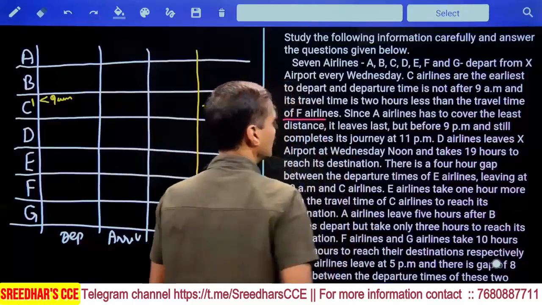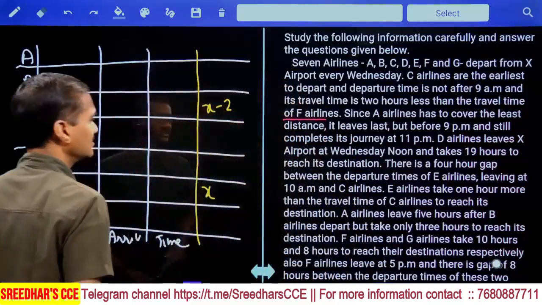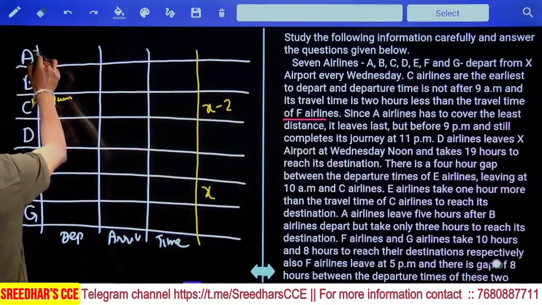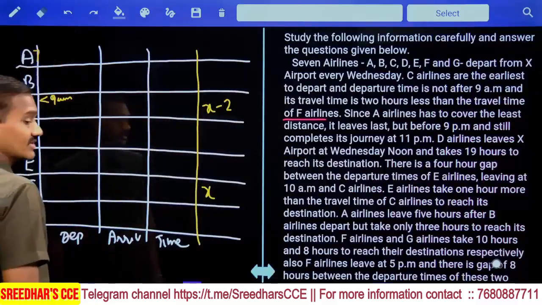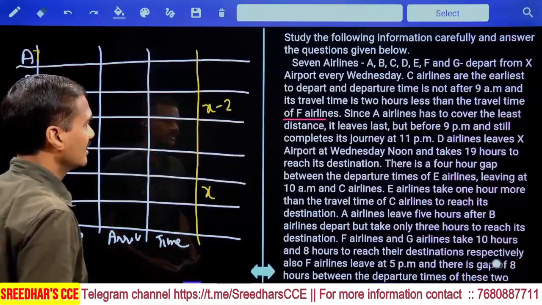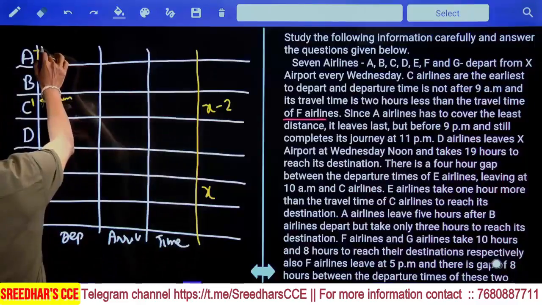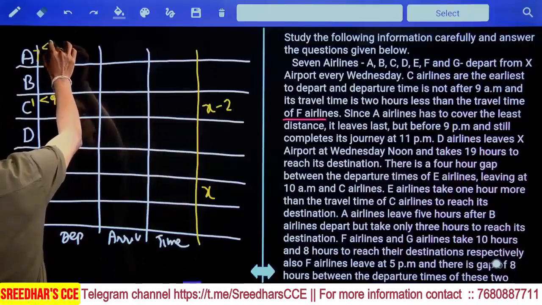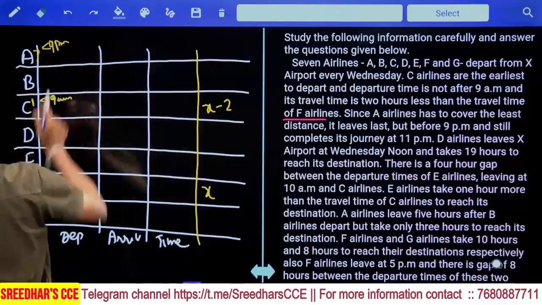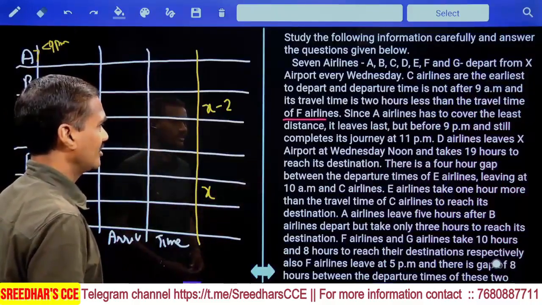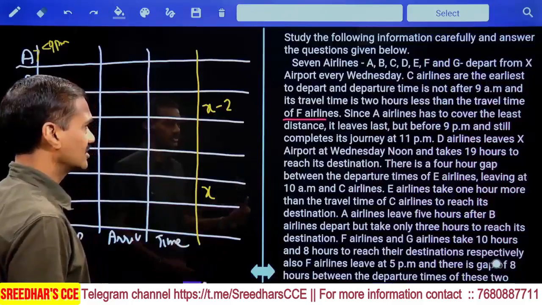F airline. Since A airlines has to cover the least distance, it leaves last. It leaves last means now we are talking about this one, 7th position. It has to leave at the last position, 7th position. It leaves last, but before 9 p.m. That means none of these flights will depart after 9 o'clock.